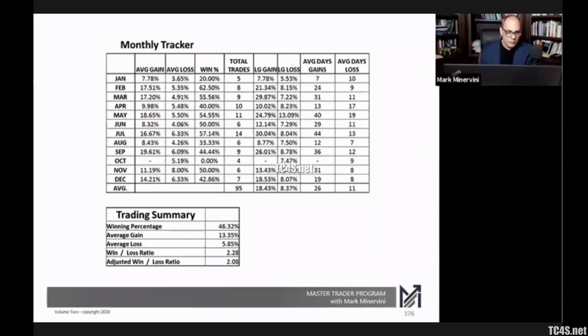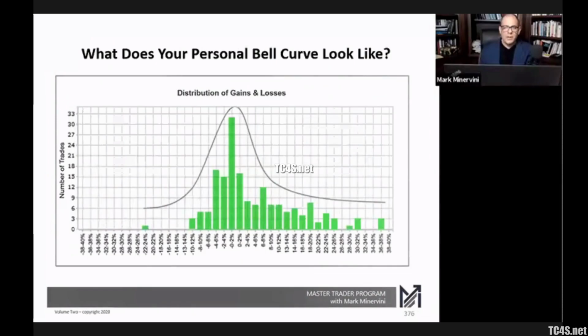Now, let me just go down here. This is what I call your personal bell curve. Everything is going to come on a bell curve. All your trades are going to distribute over a bell curve, gains being to the right, losses being to the left.